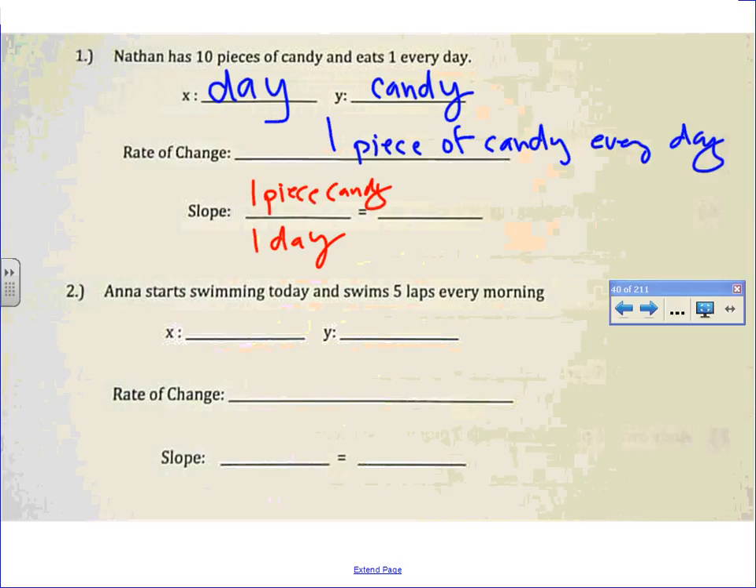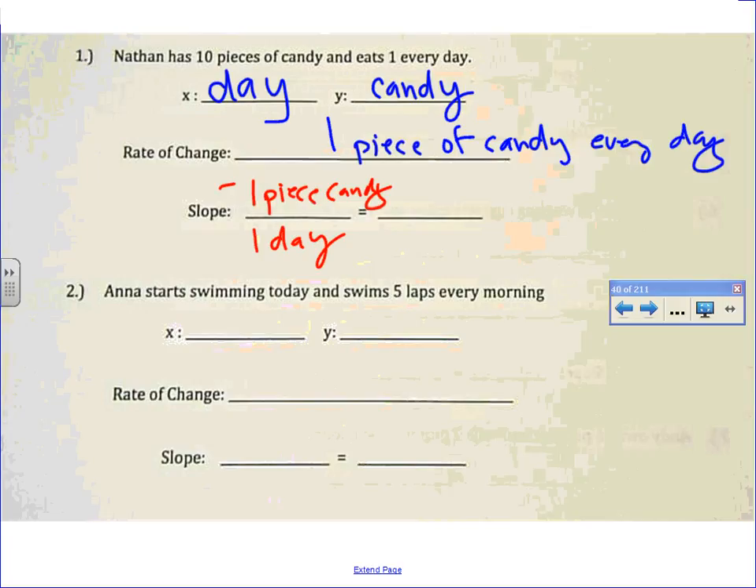If you're eating candy, is that a positive or a negative? It's a negative, right? Nathan's eating the candy, so negative 1 piece of candy because he's losing candy. He starts with 10 pieces, but he's getting rid of 1. So negative 1 piece of candy over 1. Does everyone understand how we went from here to here?